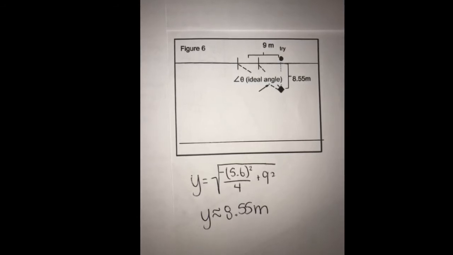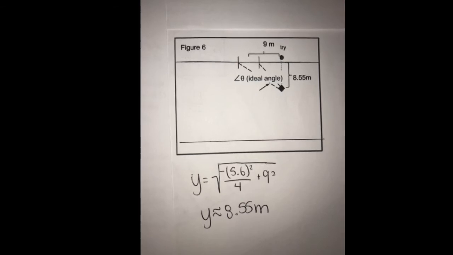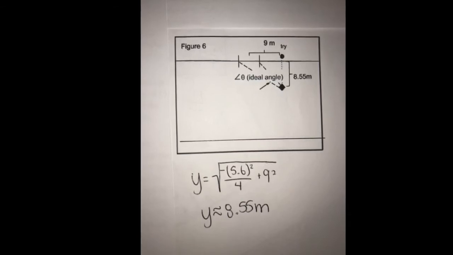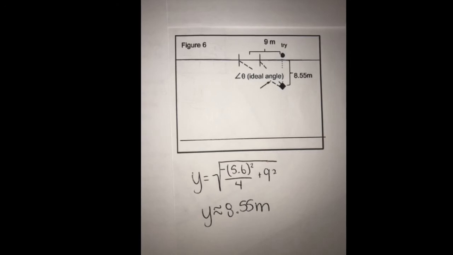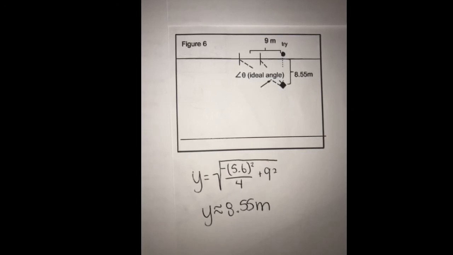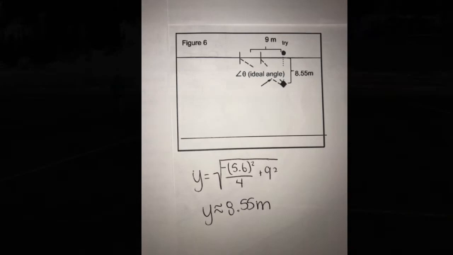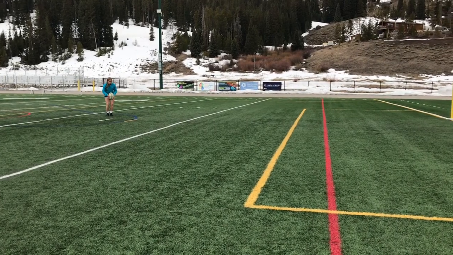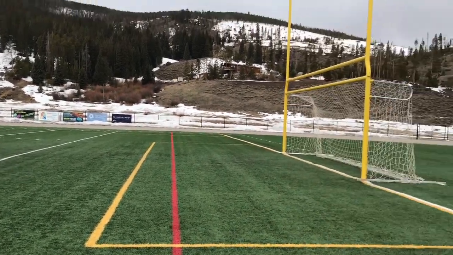This would mean that the kicker would have to travel back approximately 8.55 meters in order to kick from the ideal angle in order to score the extra 2 conversion points. And now you know, if you ever want to get really good at conversion kicking, you can optimize the angle.